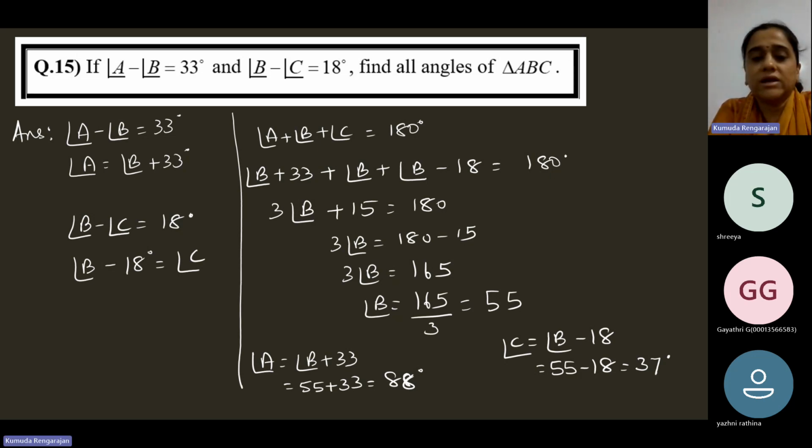Okay, so I'll tell you what I've done here. Now we have angle A minus angle B is 33, and angle B minus angle C is 18 degrees. What's common between these two equations? Angle B is common. So I've written angle A and angle C in terms of angle B. The idea is we know that angle A plus angle B plus angle C is 180. Now let angle B be angle B, and we'll write angle A and angle C using angle B.